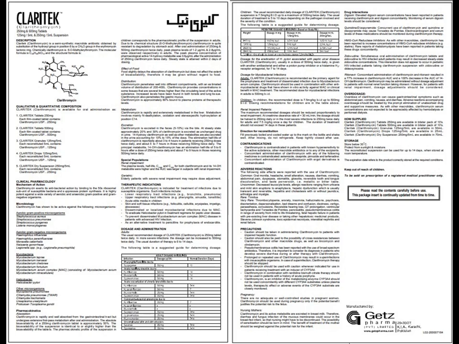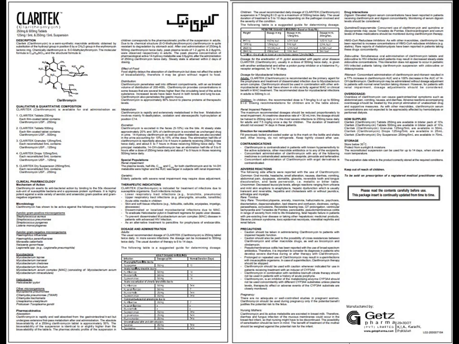How supplied? Clarithromycin tablets 250 mg are available in blister pack of 10s. Clarithromycin tablets 500 mg are available in blister pack of 10s. Clarithromycin granules 125 mg per 5 ml are available in 50 ml. Clarithromycin drops 125 mg per 5 ml are available in 25 ml. Clarithromycin dry suspension 250 mg per 5 ml are available in 70 ml.